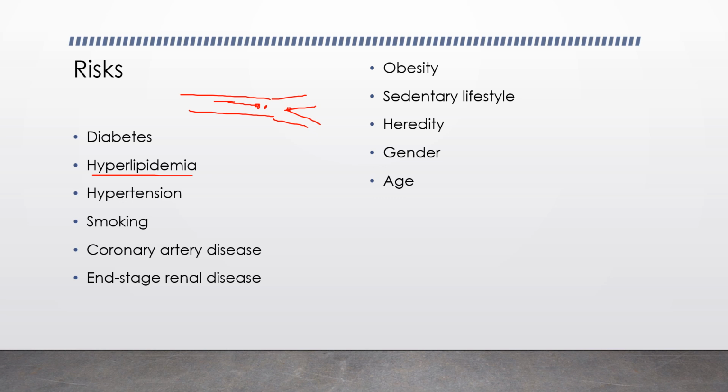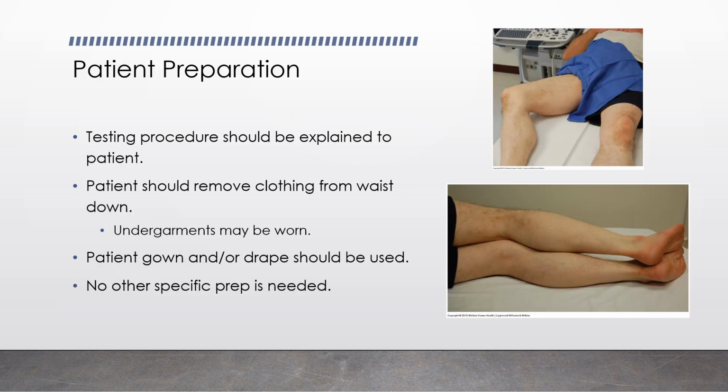And then a lot of these things really go with obesity, sedentary lifestyle, but things like heredity, gender, and age, those are really out of our control. So they're not so much lifestyle factors. They're more just the normal biologic aging process, and you know, those gifts we either receive or don't receive through our genes. Okay, patient preparation for these is going to be very similar to your lower extremity vascular.